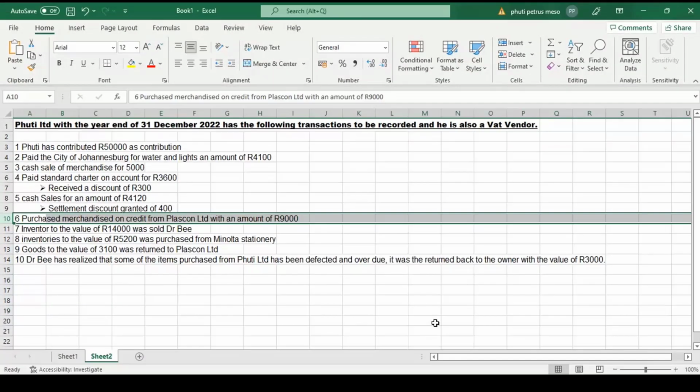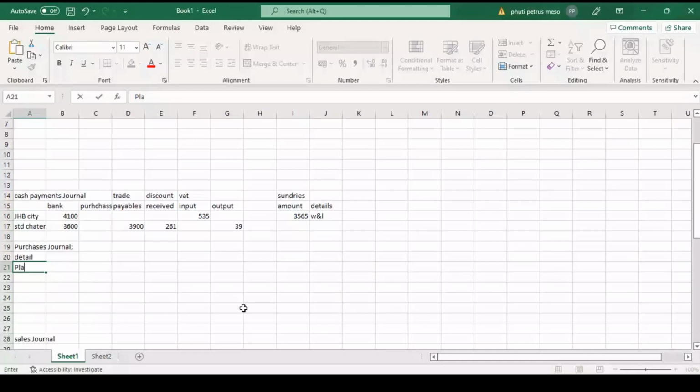Let's have a look at transaction number 6. It says that there was a purchase of merchandise on credit from Plascon Limited with an amount of 9,000 rands. We identify that as the purchases journal. All right, sure. Then we go to our spreadsheet, and we're going to look at where the purchases journal is. Purchases journal here is. We'll just assume that this is actually the details column. Let me just put it that way. And then you'll say Plascon Limited.